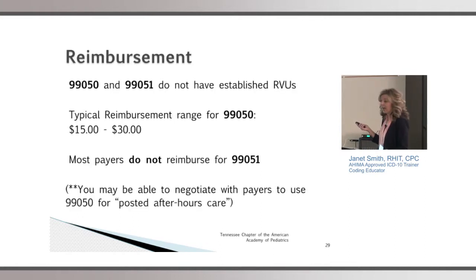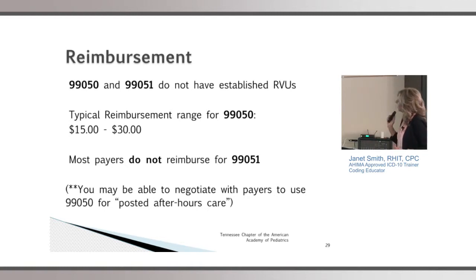There's a little technicality, I think, with the 99051 in that payers are kind of punished for having their hours posted. So this is a place where we really need to look at negotiating reimbursement with our payers. You know, hey, you're going to reimburse me if my hours are not posted and I see the child, but you're not going to reimburse me if I do post my hours and advertise that I'm here, I'm available, but you're not going to pay me. So that's something that we need to work through with payers.